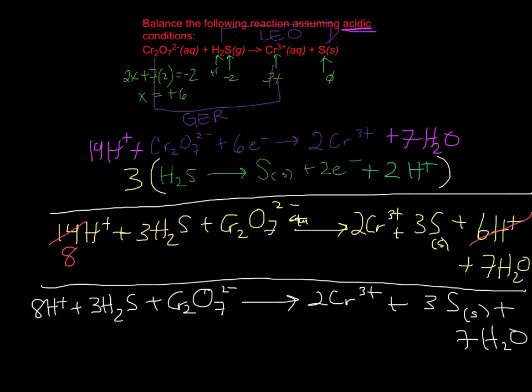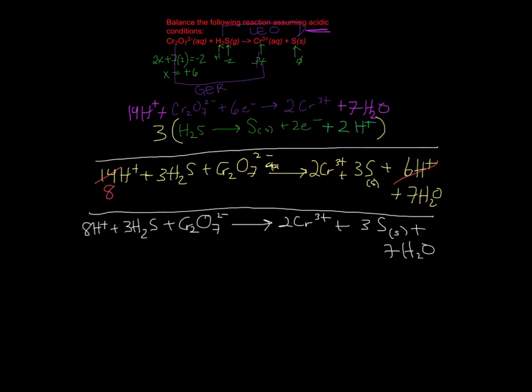Alright, so again we can just double check that everything is balanced on either side, and we have 8 plus 6 H+ over here, so that's 14. We have 14 here. We have 3 sulfurs, 2 chromiums, 7 oxygens, 7 oxygens. So now this is finally a balanced redox reaction. Remember that when you're balancing an acidic solution, all you need to do is add water to balance the oxygen, and then you add hydronium ions to balance the hydrogens.